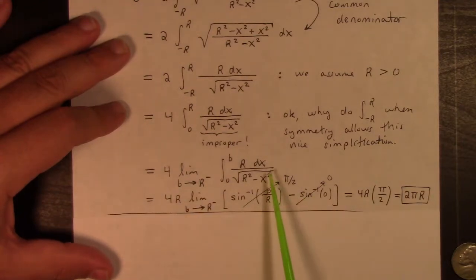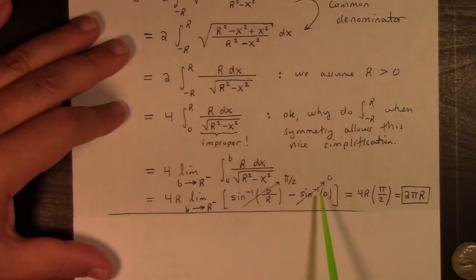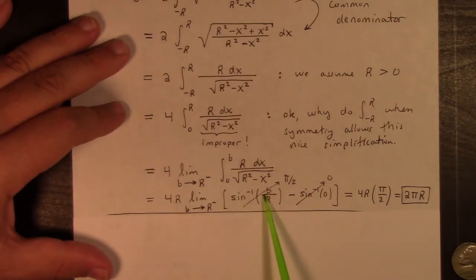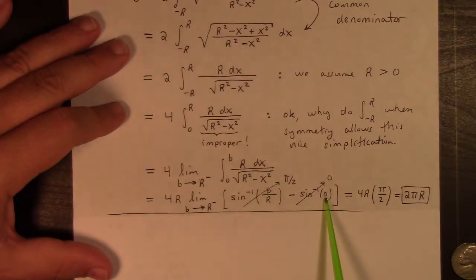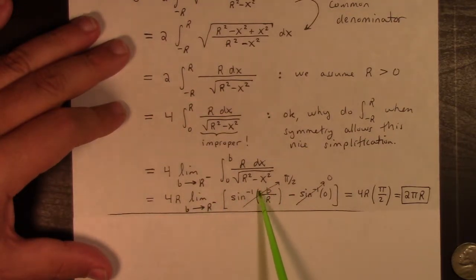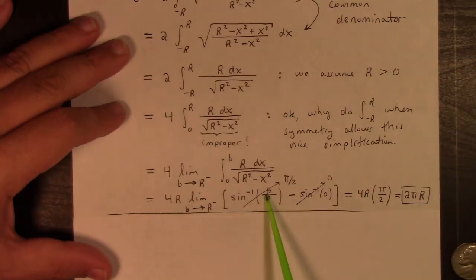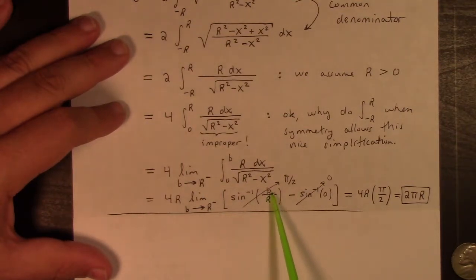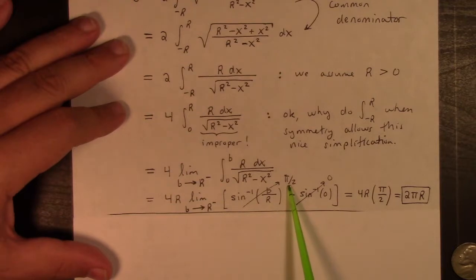And then this has an integral of inverse sine of x over r, and so plugging in the upper bound and the lower bound, we get that inverse sine of 0 is 0. Now the inverse sine, as we approach 1, the input to inverse sine is becoming closer and closer to 1 from the left, and that limits to pi over 2.